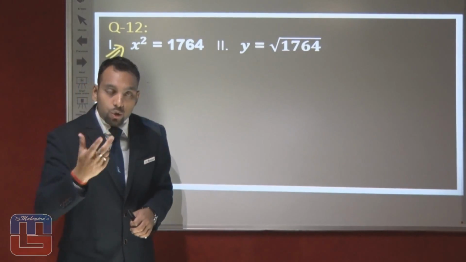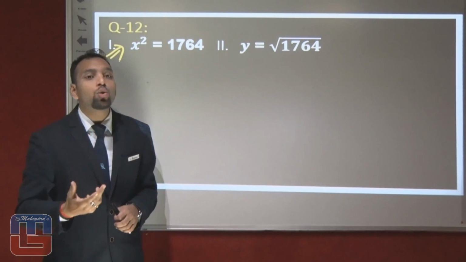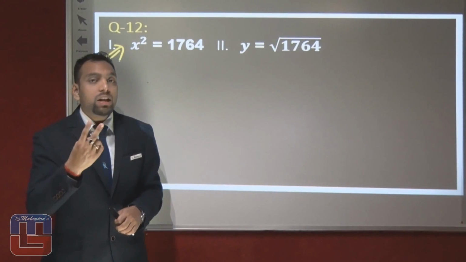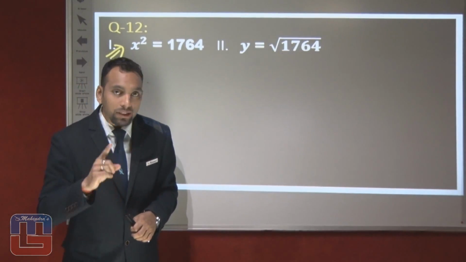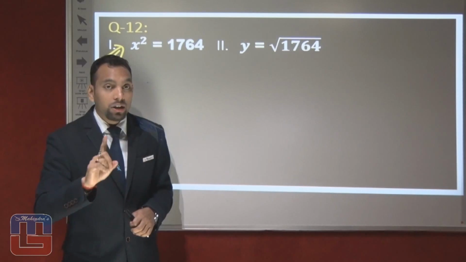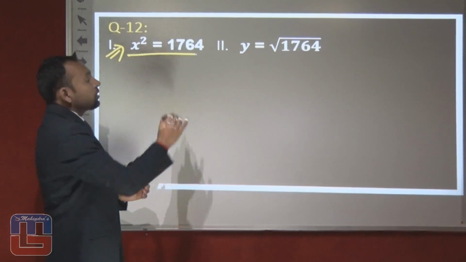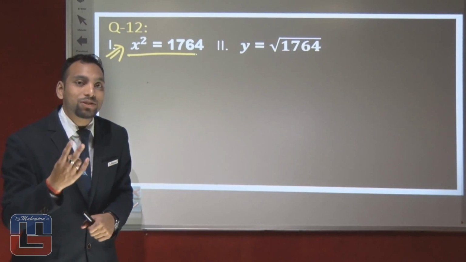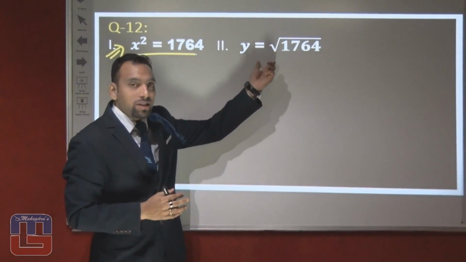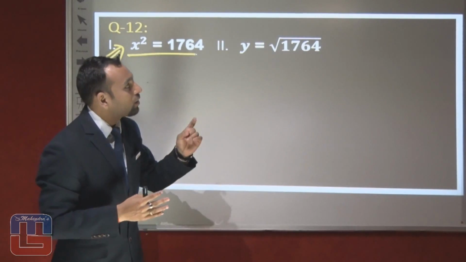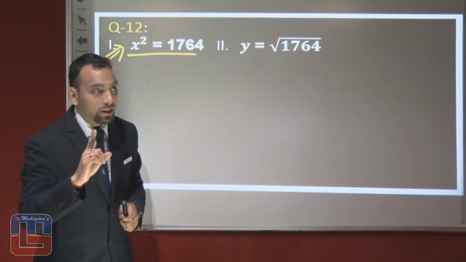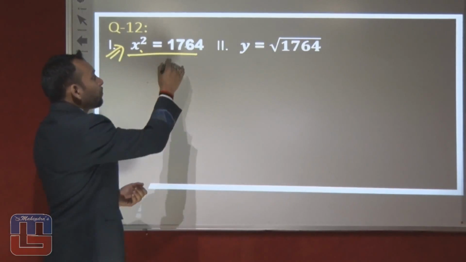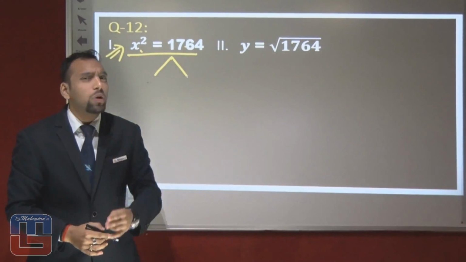the equation has degree 2, which means it has 2 values. If an equation has degree 1, it has only 1 value. Now see, the degree of this equation is 2. So here x has 2 values. The degree of this equation in y is 1. So here the value will be only 1. Now see, x square will be 1764. So here we will get the 2 values.